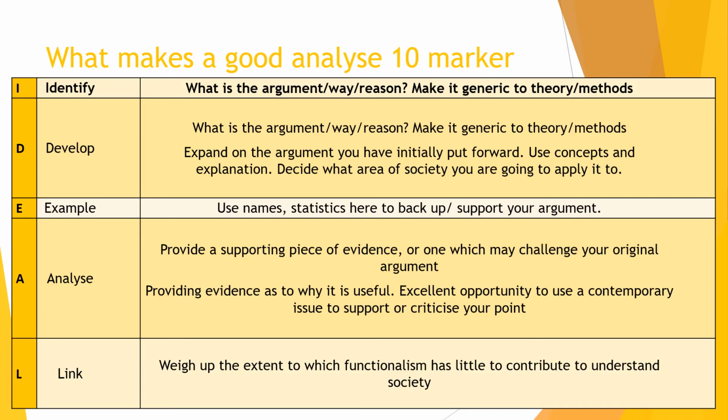Now, a template for 10 markers, which could be an analysed 10 marker, could be the IDEAL approach. So slightly different to PIL, it's IDEAL. So you identify your reason, and again, it's coming from the item. So this could be, what is the argument, the reason that you're using, and pull it from the item. What has that got to do? So it talks about, what's the theory, the reason, the argument, the way. What does it mean? So go on to expand and explain it.